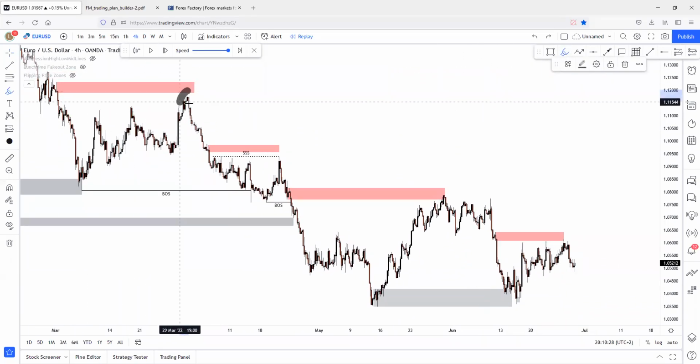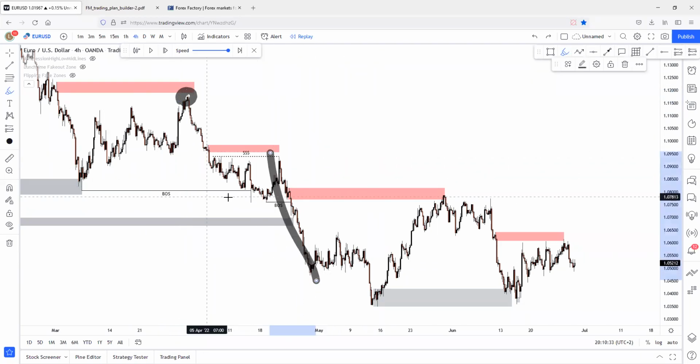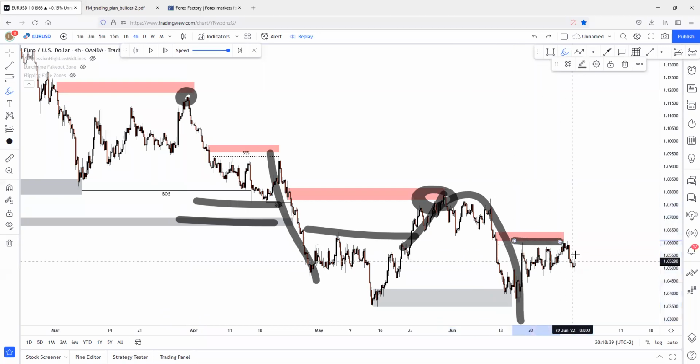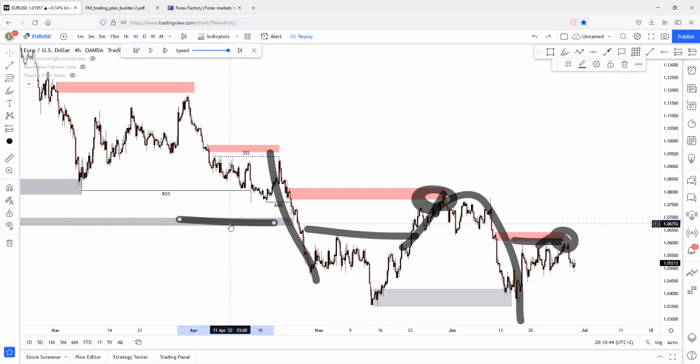So, as you can see, price is just following the same pattern over and over again. It's basically creating downside movements, breaking through demand zones, creating liquidity zones, sweeping this liquidity into supply zones, creating another breaking movement, creating liquidity, sweeping this liquidity into a supply zone, and price is just following this pattern over and over again.